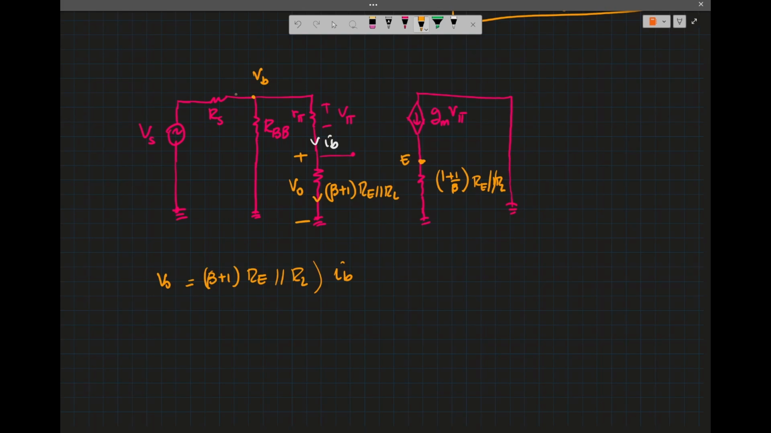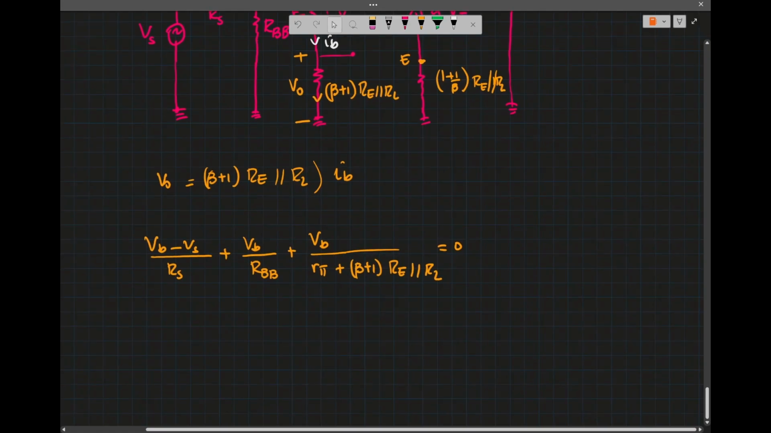I can write KCL at this node, right? So VB minus VS over RS plus VB over RBB plus VB over R pi plus beta plus 1 IE parallel R load equal to 0.